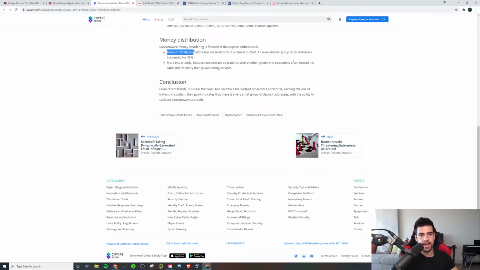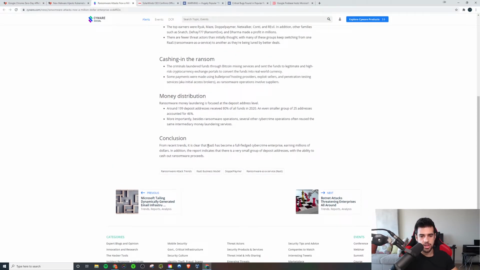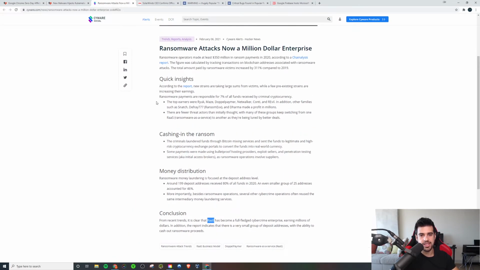199 deposit addresses received 80% of all funds in 2020. An even smaller group of 25 addresses accounted for 46%. More importantly, besides ransomware operations, several other cybercrime operations have reused the same intermediary money laundering services. And it even talked about, this is a term I've never heard of before until I saw this article, ransomware as a service.